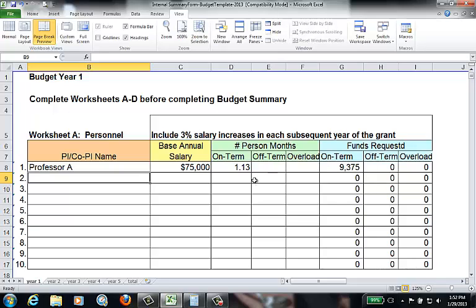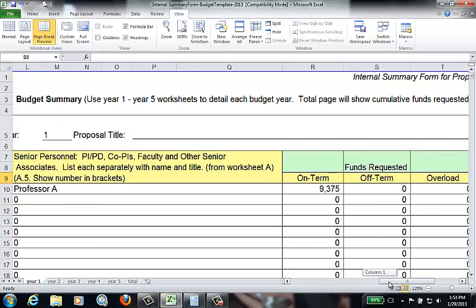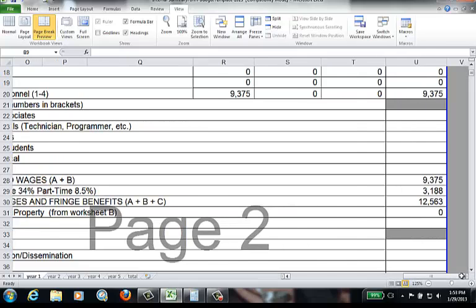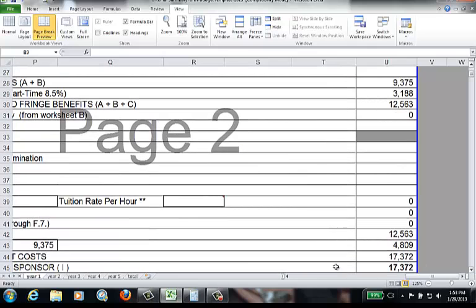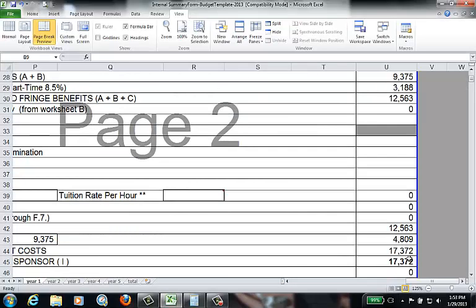The sheet will calculate that automatically. If you go to the budget summary, you will see that it adds it to the on-term. It also adds our full-time fringe rate of 34% for a total, and it calculates our indirect costs, 51.3% of salaries and wages. So the total amount for the course release, including fringe benefits and indirect costs, is $17,372.